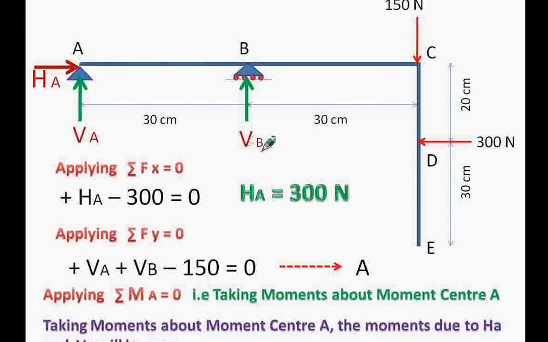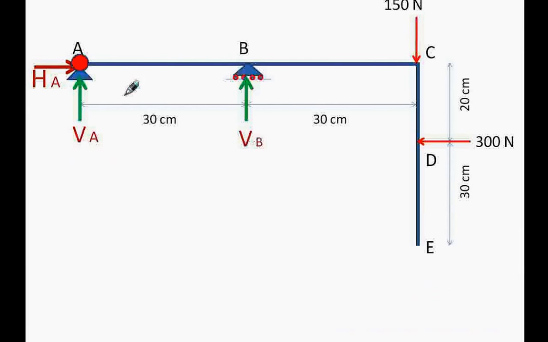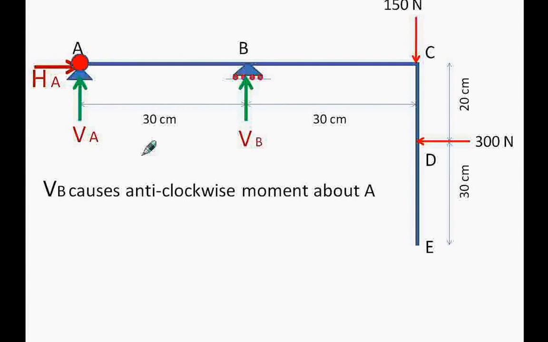Only the moments due to these other forces will be there. In that, VB is the only unknown, and we can calculate it. So this is the moment center. I take moments of all the forces about this point. Now first, this is causing moment.